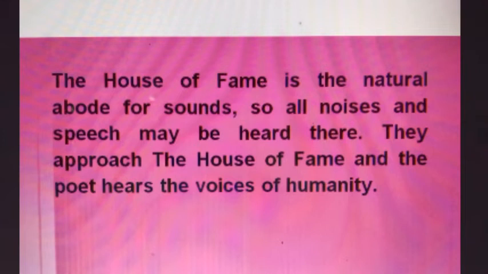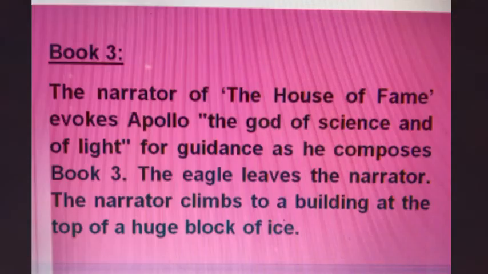And they approach the house of fame, and the poet hears the voices of humanity. So inside the house, he could hear voices of humanity. Now begins book 3.